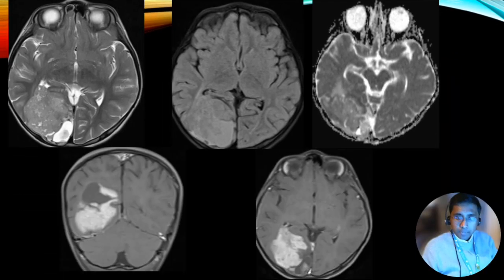Let's have a look at this particular case. So this was a 5-year-old child who came with occipital headache. We can see that there was a mass involving the right parietal occipital region. It is relatively well defined and quite intermediate signal on T2.